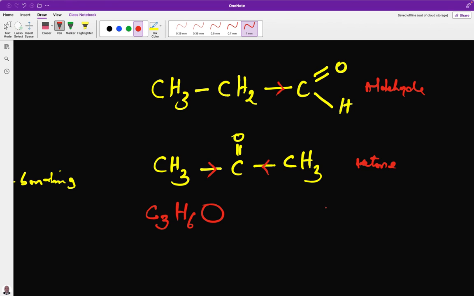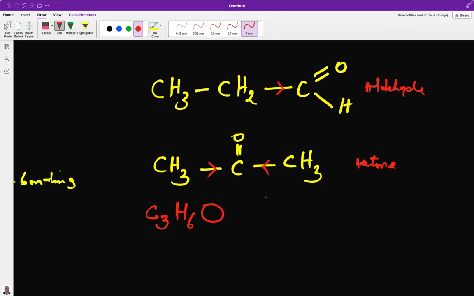In ketones, the alkyl groups donate electrons to the central carbon, the carbonyl carbon. What happens? The electrons are being taken away by the oxygen. And that makes the oxygen of the ketone have more negative charge than the oxygen of the aldehyde. In other words, the carbon-oxygen bond in ketones is more polar than the carbon-oxygen bond in aldehydes.